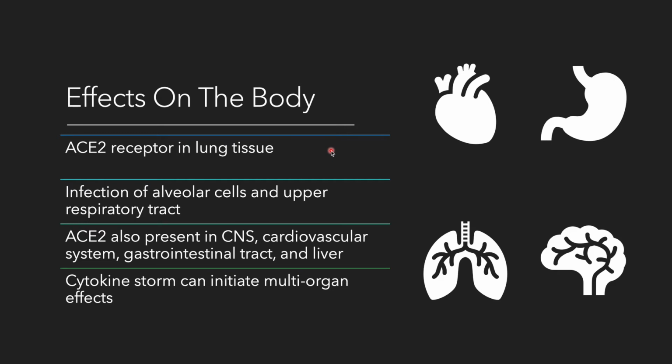SARS-CoV-2 has a detrimental impact on the lung as the virus can bind to the ACE2 receptor in lung tissue, infecting alveoli cells and cells in the upper respiratory tract. This is why COVID-19 infection can lead to severe respiratory illness. The presence of the ACE2 receptor in the central nervous system, cardiovascular system, gastrointestinal tract, and the liver explain why COVID-19 infection can cause complications in these organs as well, like myocardial infarction and brain damage.